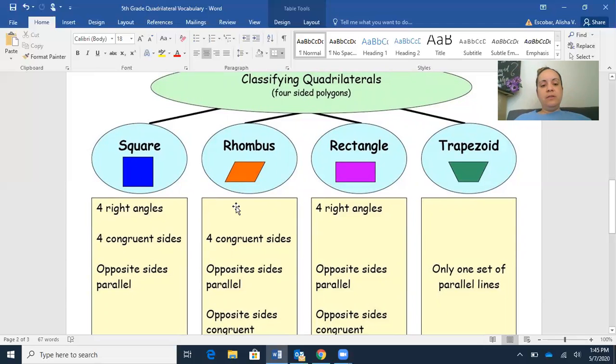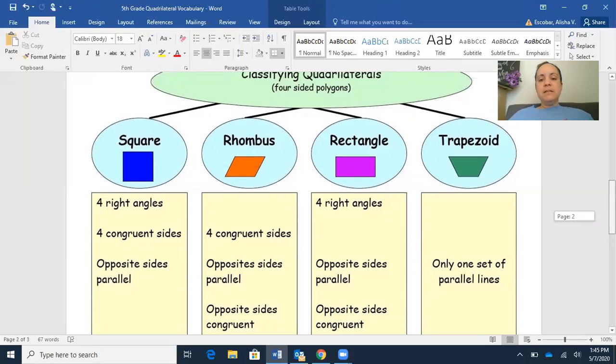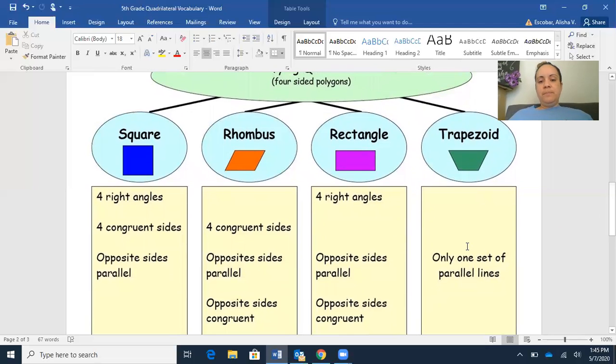They do not make an L shape. The opposite sides are parallel. This side is parallel to this side. This side is parallel to this side. They will never run into each other. And the opposite sides are congruent. Well, if it has 4 congruent sides, then obviously the opposite sides are going to be congruent, because all 4 of them are congruent. What does congruent mean? Equal. Okay.